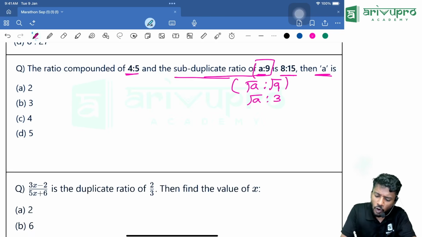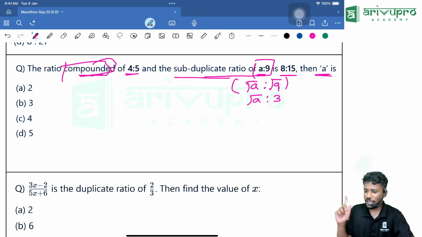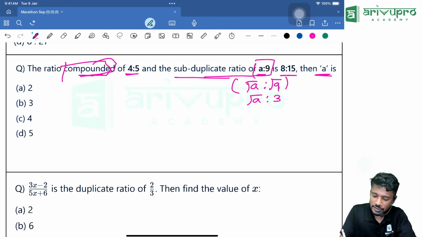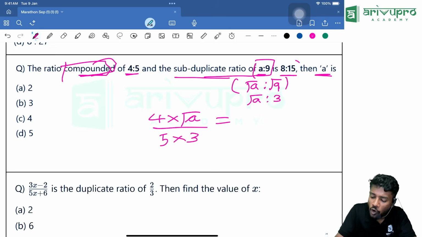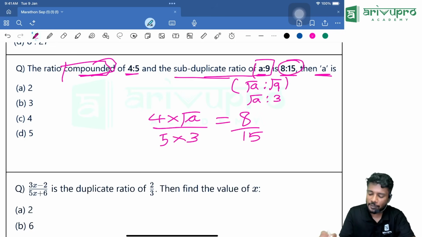Then compounded means what? I told you the concept. Since you know the concept, you can do it. Product of the numerators: 4 is to root A divided by 5 into 3 is equal to how much, as per the question? 8 by 15. Get me the answer.